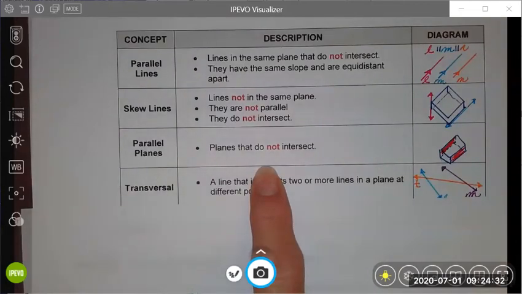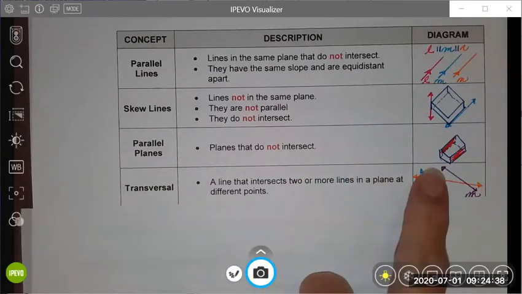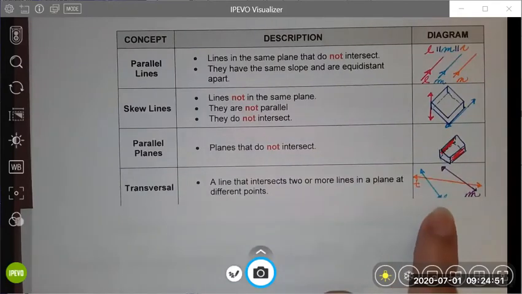There's also something called parallel planes. Again, something we don't talk an awful lot about, but it's important to know. Parallel planes would be the left and the right side of a tissue box, or perhaps the ceiling and the floor of your house. We hope those don't intersect because that seems like that would be problematic. And those are just some examples of parallel planes.